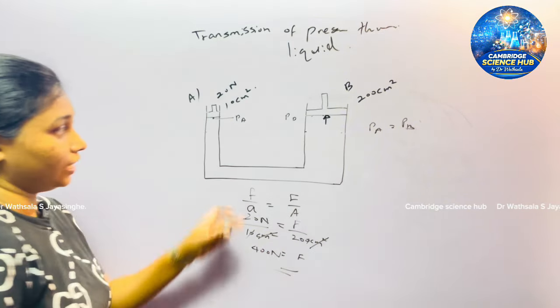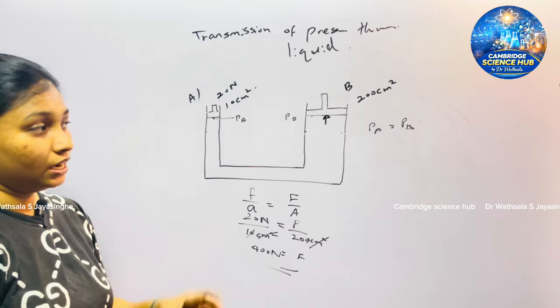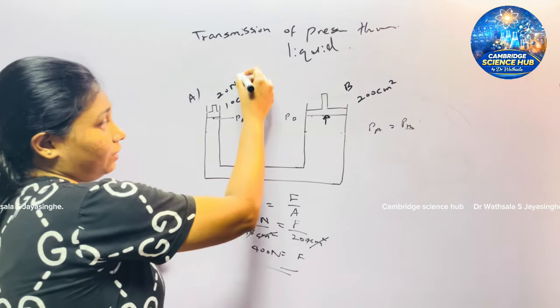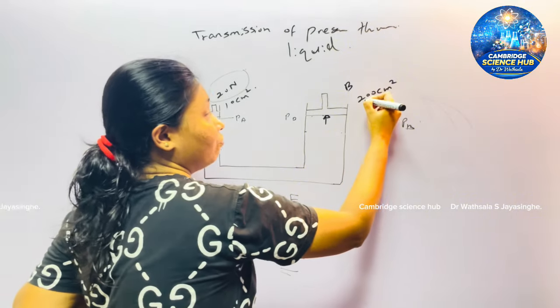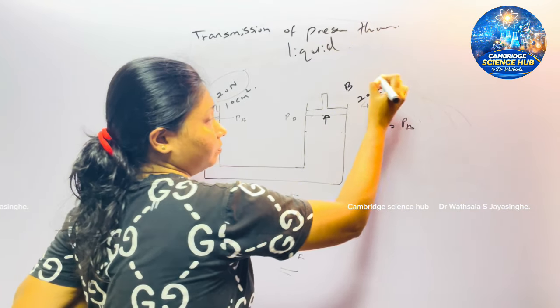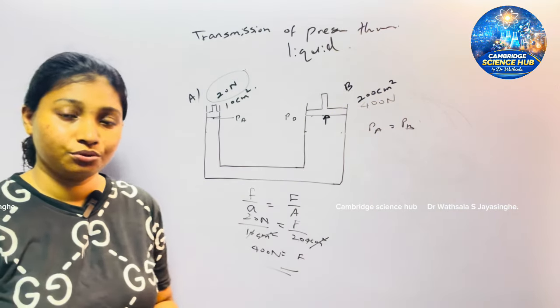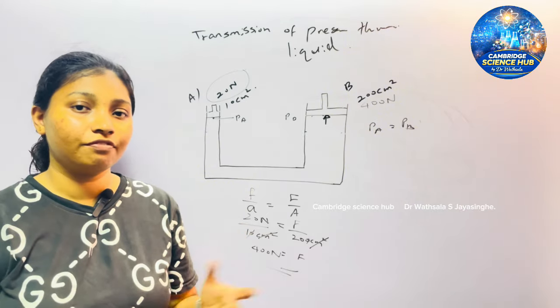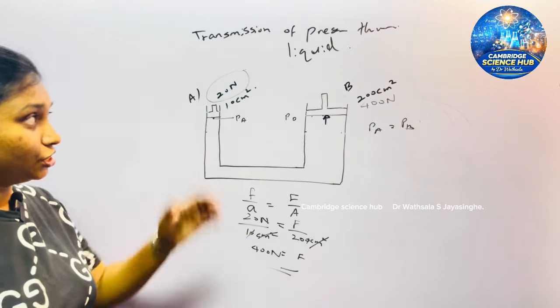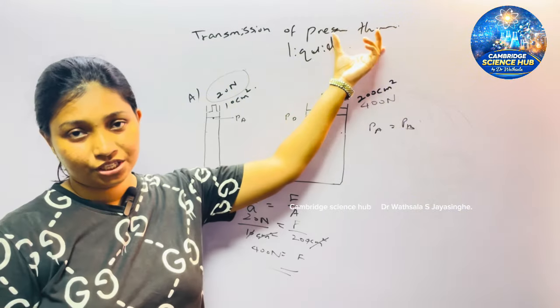Now just imagine and look at the direction also. By applying a 20 Newton force from one side, we can get a force of 400 Newton on the other. The same mechanism is used when lifting vehicles, and the same system is used in the brake system of vehicles. So this is known as transmission of pressure through liquid.